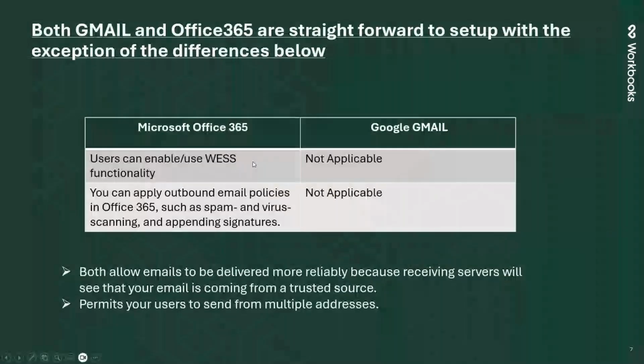Both Gmail and Microsoft Office 365 are pretty straightforward to set up, and there are very subtle differences. With Microsoft Office 365, users can make use of the Outlook functionality, which is an extension in Workbooks, and the purpose of that extension is to get your Outlook and Workbooks talking, so you can seamlessly move data across both platforms. And with Office 365, you do have the added benefit of applying outbound email policies, such as spam and virus scanning and appending signatures.